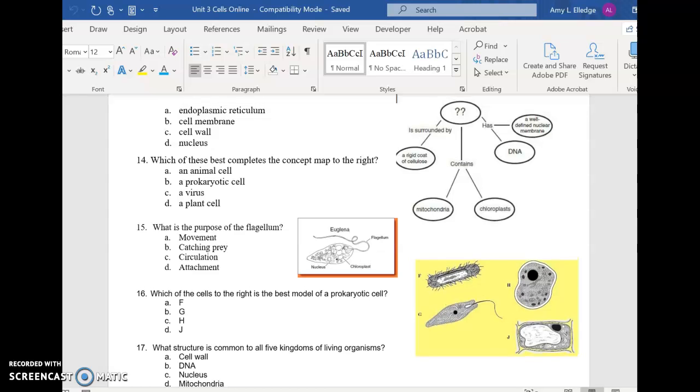Which of these best completes the concept map? So we're trying to figure out what this is. So if we look at it, it's surrounded by a rigid coat of cellulose. It has a membrane. It has DNA. It has a nuclear membrane, right?